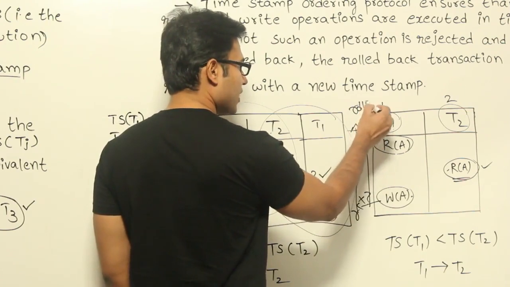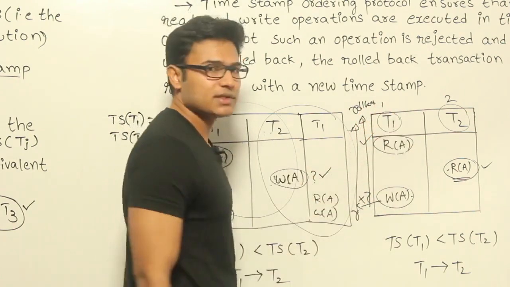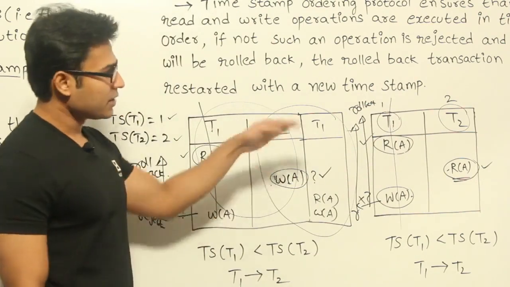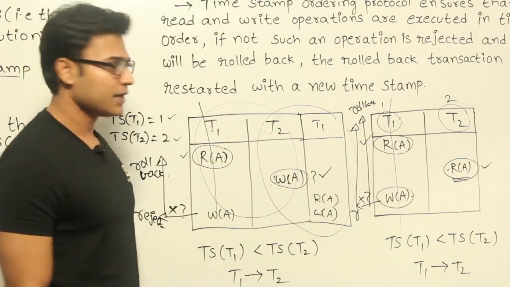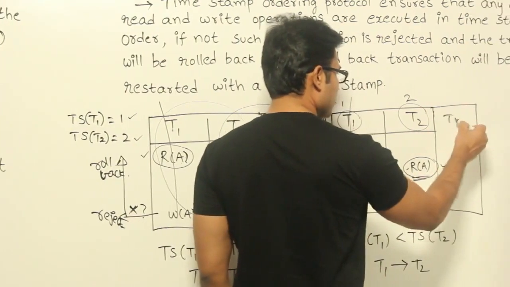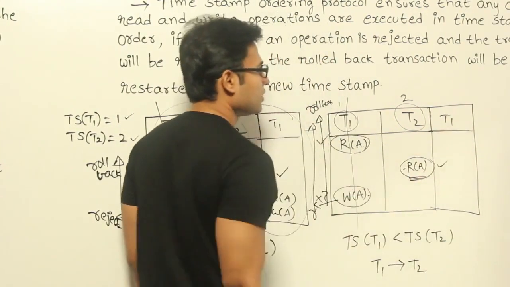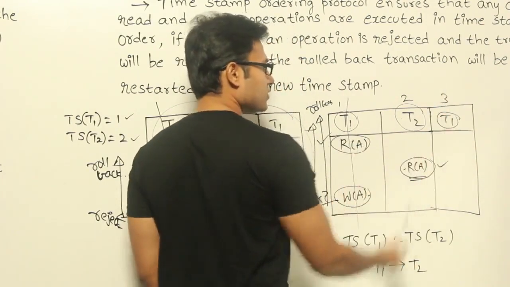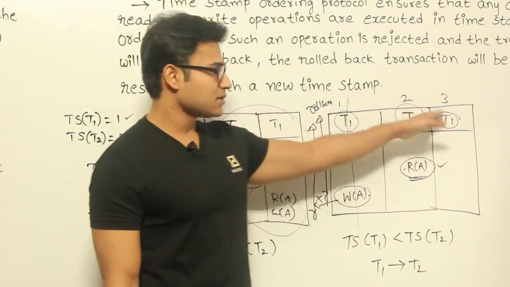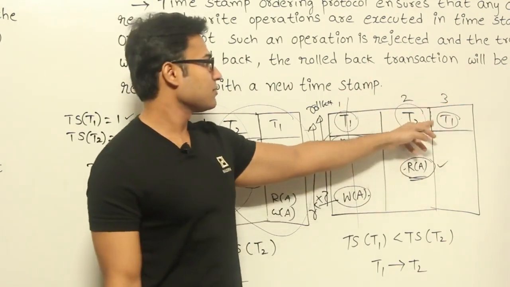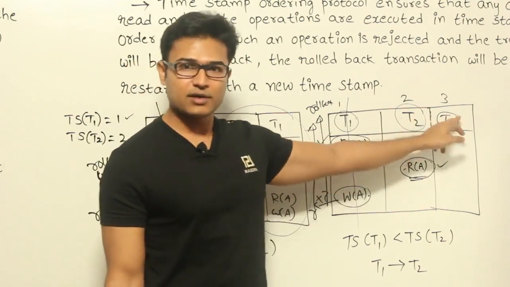So reject and rollback is going to happen, which means this entire transaction will be cancelled at this point, and again at some later point in time it will be restarted. Let us say after some time T1 has restarted, and it is going to get executed, and at this point it is going to get a timestamp of 3, which is greater than this one. Why? Because it has entered the system again, therefore it is supposed to get a new timestamp, and that new timestamp will be greater than this because it entered last.